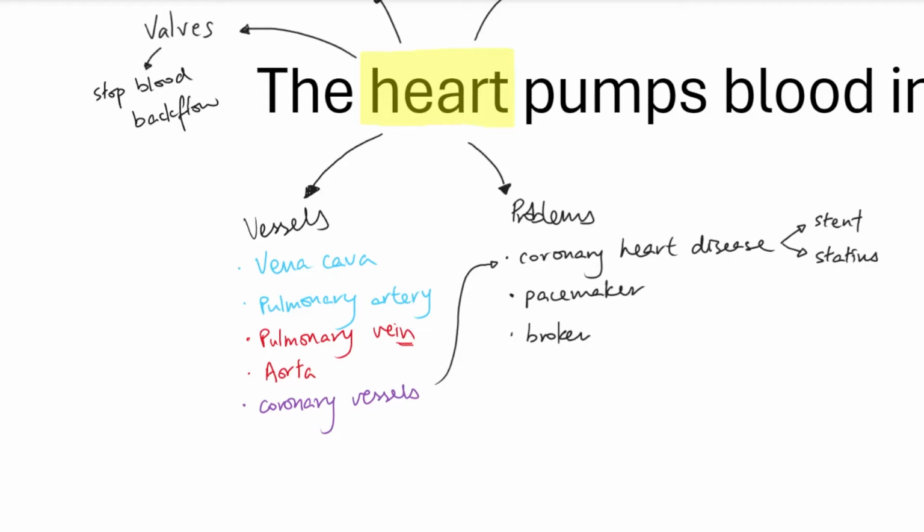Another issue is a broken valve. I mentioned that there are valves found between the atria and the ventricles, held together by tendons. But, for example, high blood pressure could mean that those tendons break and the valves open the opposite way, which allows backflow of blood. One way to deal with that is to do a valve replacement, which can be a biological valve or a mechanical valve.